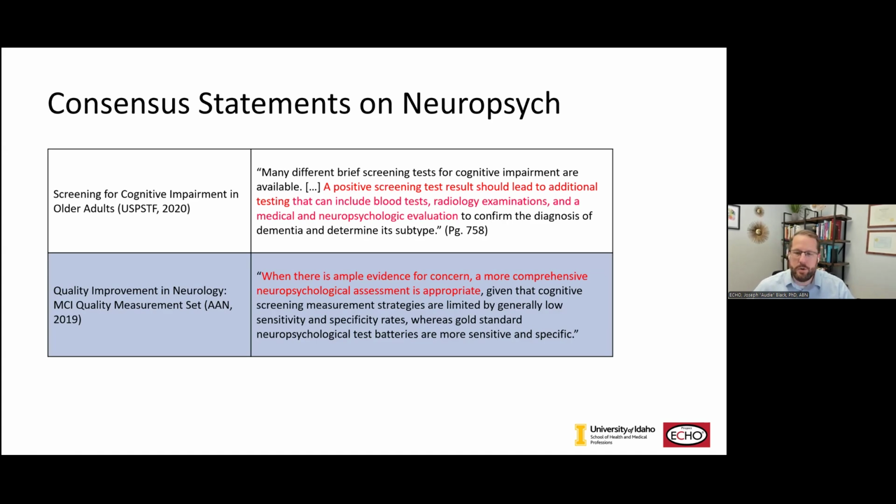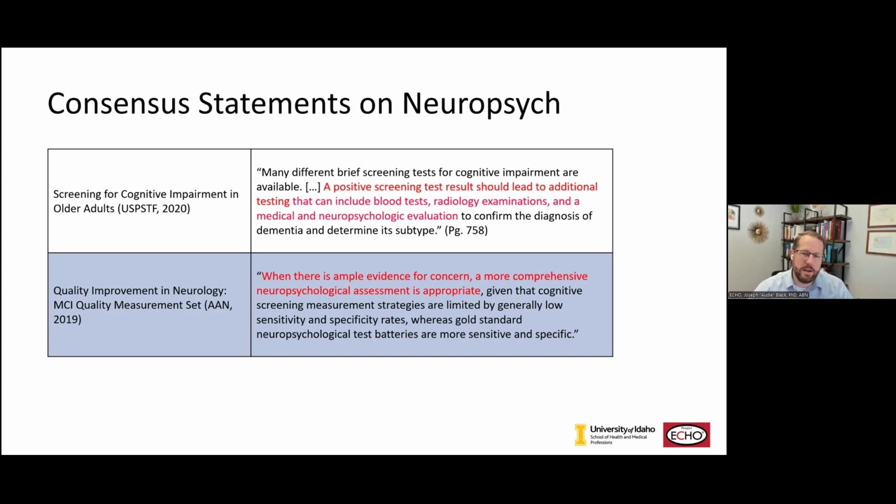I'm presuming many of you are familiar with these consensus statements that really guide a lot of this work. For instance, the United States Preventive Services Task Force publishes every few years their updates on what is recommended in primary care practices for screening for cognitive impairment. And it's this really rosy stuff, right? If you have a positive screening test result, you should do additional testing. And notice it says, and a medical and neuropsychological evaluation. I love that. It presumes everyone has access to these things and there's no barriers, right? Everyone should get this gold standard. But of course, the reality is more complicated.